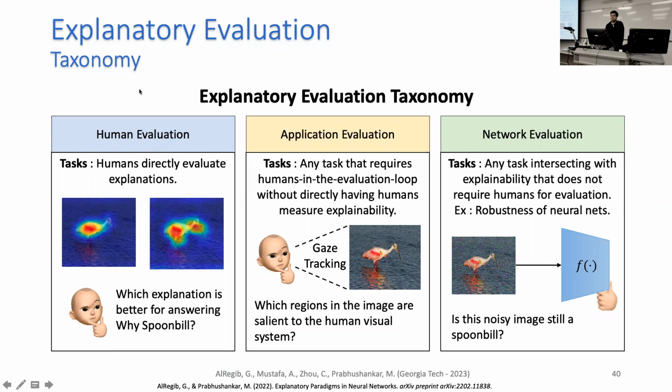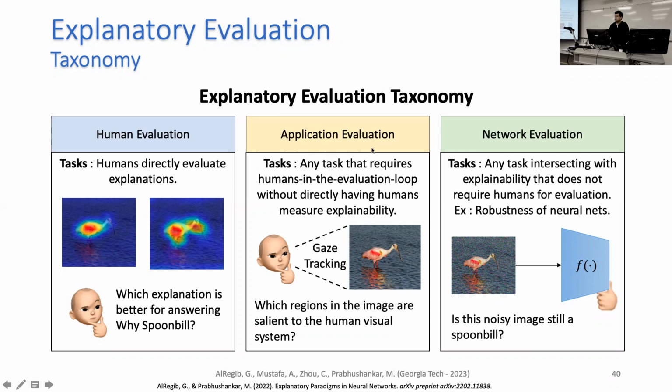And the goal in human evaluation is for us to actually try to bring a certain level of objectivity to these kind of subjective evaluations. We'll talk about how we can objectify these kind of human evaluations. Application evaluation, on the other hand, tries to find these tasks or applications where you have humans in the loop, but humans are not directly looking at the explanations. Rather, they have already looked at the data and made some kind of decisions, and our explanations are trying to reflect the regions that were used by humans to make those decisions.